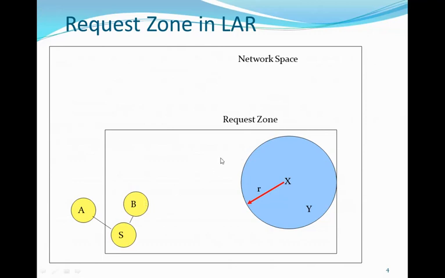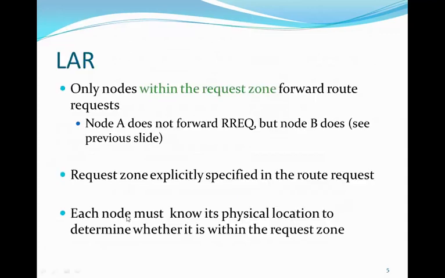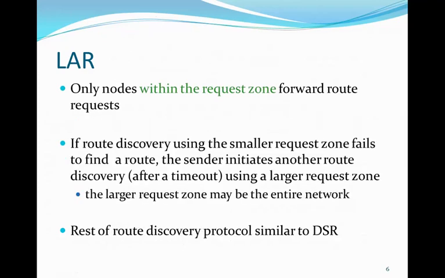So it means that the expected zone is also shared with all these nodes, and similarly all these nodes also know about their position. The request zone is explicitly specified in the route request, and each node must know its physical location to determine whether it is within the request zone or not. This is very easy to determine by getting the expected zone's XYZ dimensions, and then checking your own dimensions to see whether you lie inside that expected zone or not.